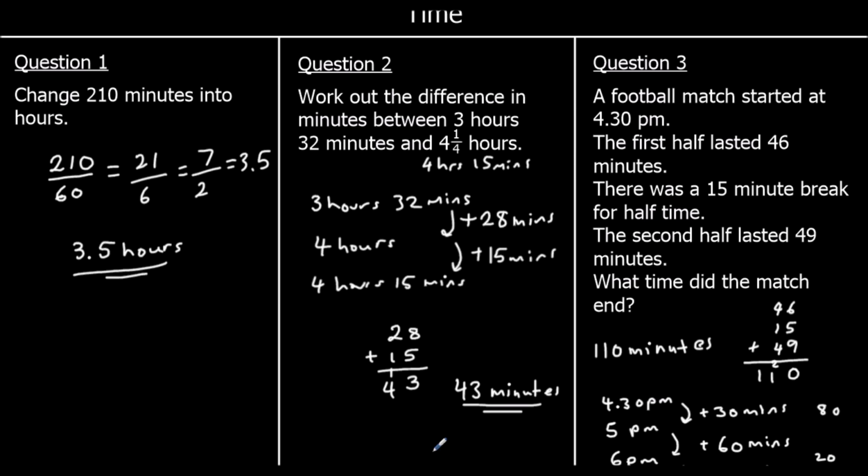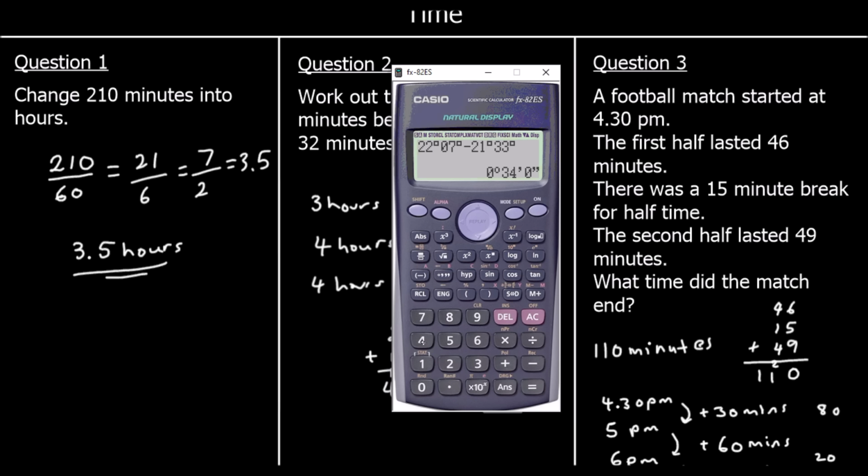And let's do this on the calculator as well. So 4 hours 30 minutes, that's where we started. We added on 46 minutes, so 0 hours 46 minutes. Add on 15 minutes, 0 hours 15 minutes, and add on 49 minutes. So again, 0 hours and 49 minutes, and we're at 6:20, which is the same answer that we got without a calculator.